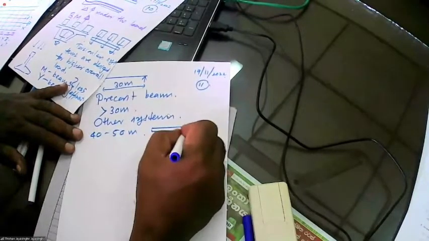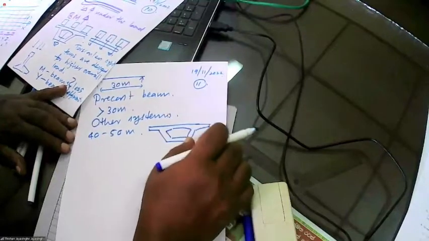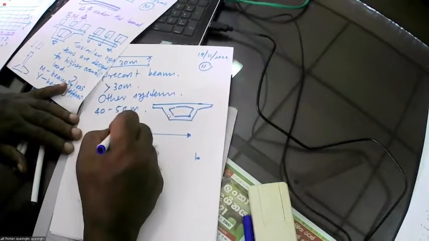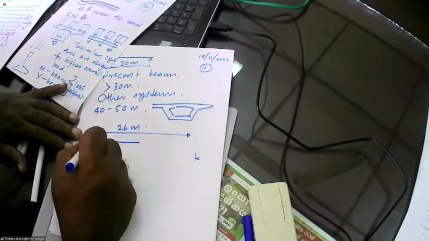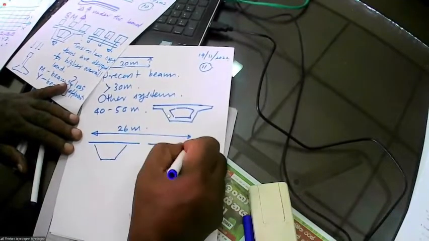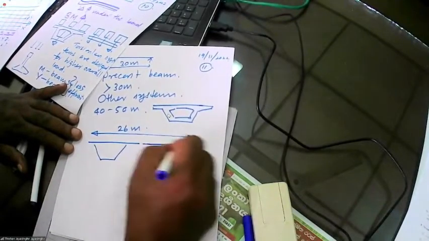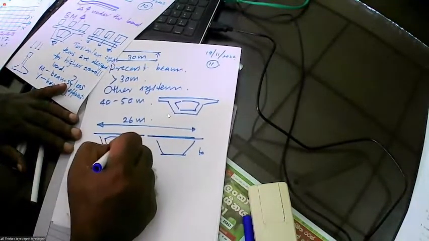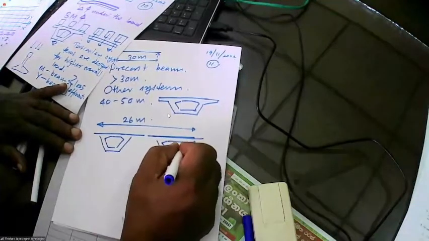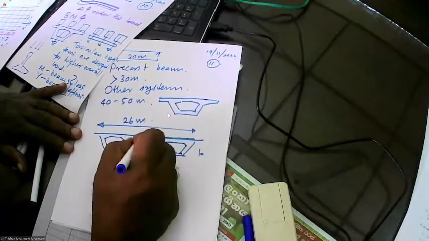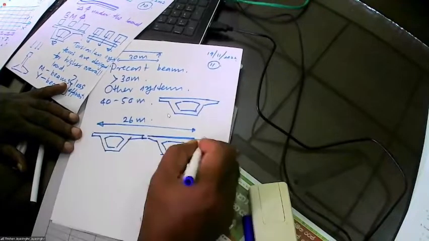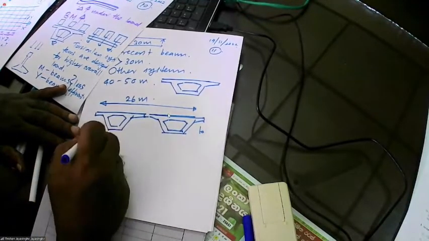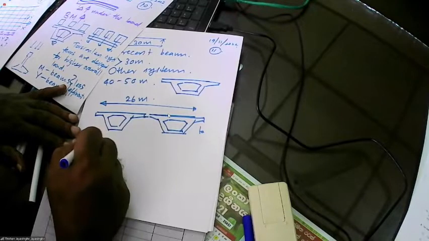efficient structures. And that's why in the port access road, having 26 meter width, two large box girders are used. And then you have to see, we have a large box girder.